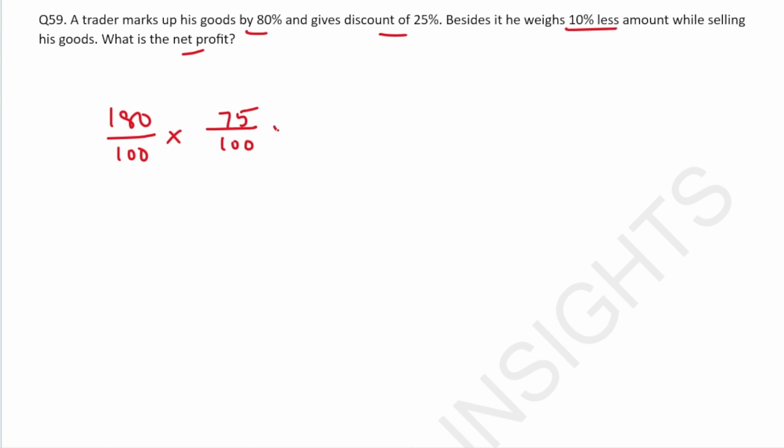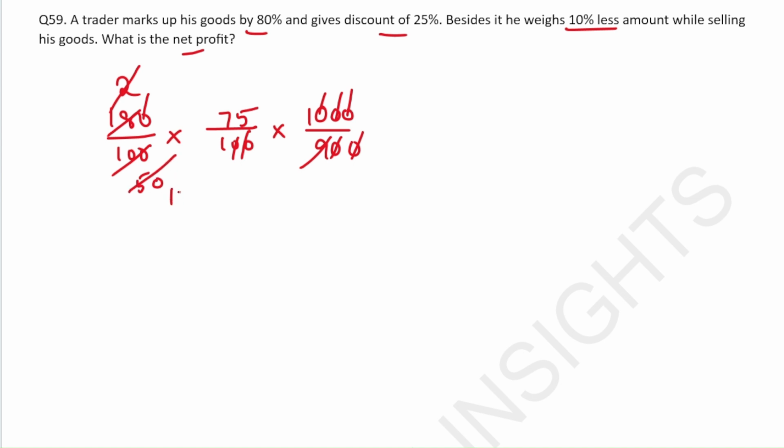Now he weighs 10% less. That means if the weight is 1000 gram, how much is the trader using? 10% less weight will be 900, right? So we have to find the net profit. So 0, 0, 0 cancel, 0, 0, and then 0 cancel. This 0 and this 0 cancel. 9 2s are 18. After that 2, 5, 0.